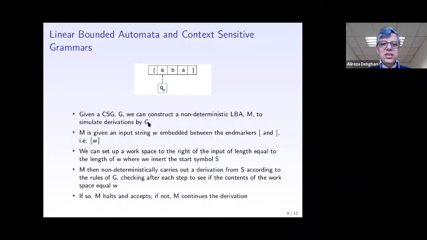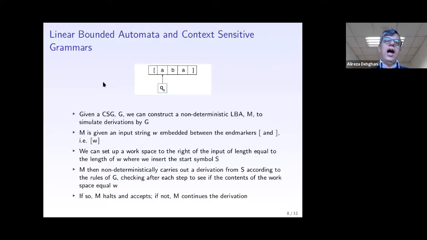Given a CSG, we can construct a non-deterministic LBA to simulate deriving by G. It says for a specific CSG grammar G, we can have an LBA machine M. M is given an input string W embedded between the end marks. We can set up a workspace to the right of the input of length equal to the length of W, where we insert the start symbol S. M then non-deterministically carries out a derivation from S according to the rules of G, checking after each step to see if the content of the workspace equals W. If so, M halts and accepts.